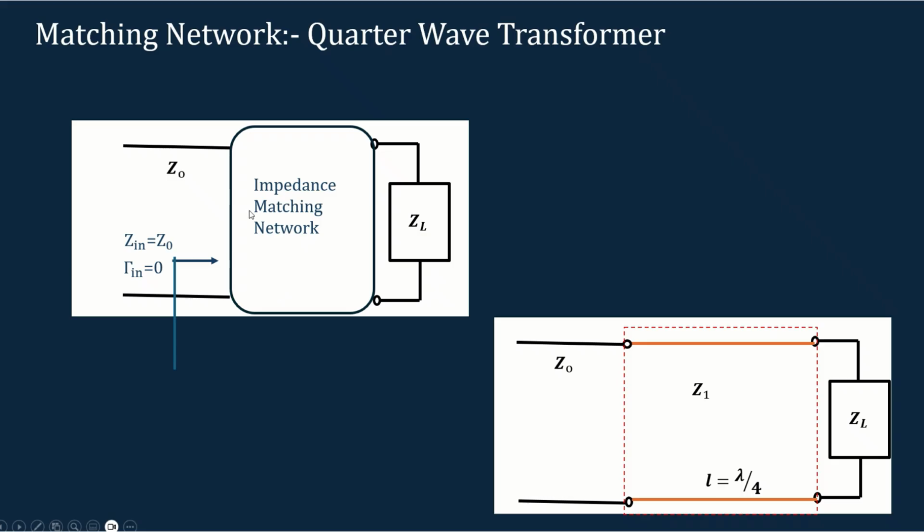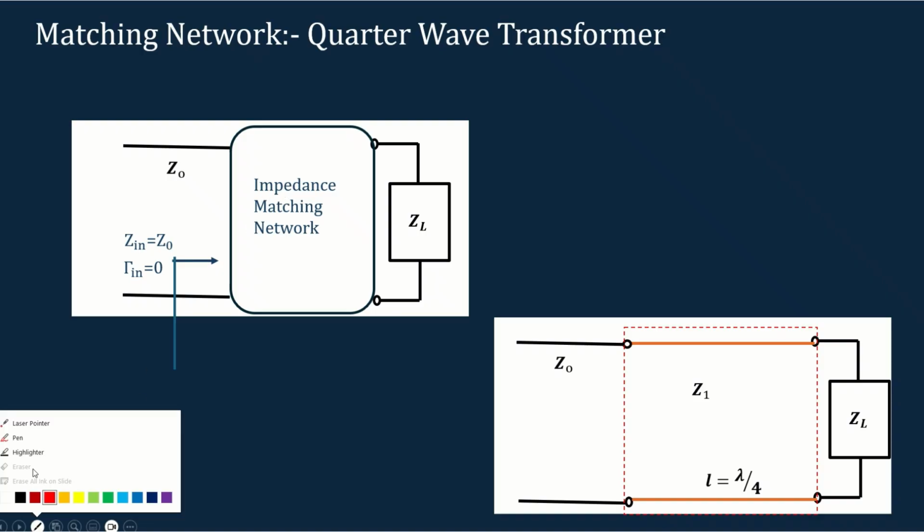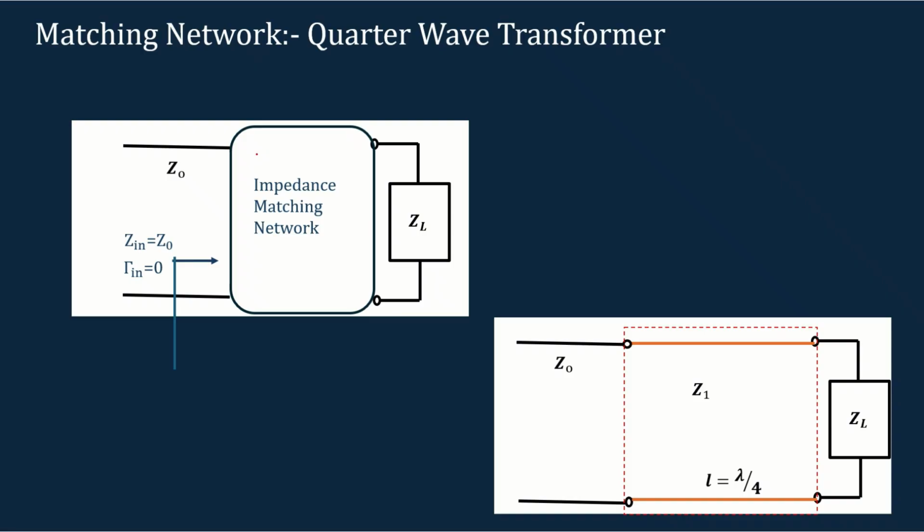In our previous video, we have seen that if the load impedance is not matched to the source impedance, that is Z0 is not matched to ZL, some part of the wave will be reflected back. To avoid that, we should have some impedance matching network so that the total impedance of the entire system, consisting of the impedance matching network and the load impedance, will be equal to the source impedance, and it can avoid the reflections and maximum power transfer can happen. So the quarter wave transformer is one such matching network.